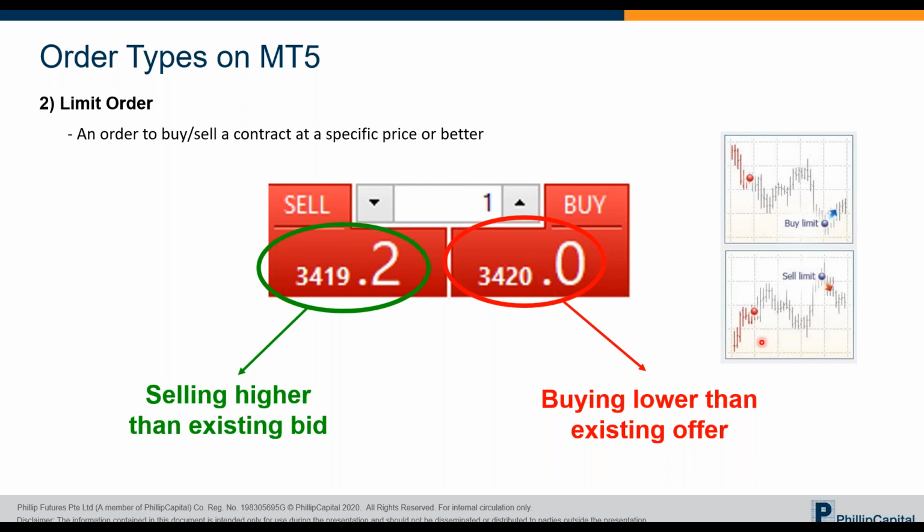Same thing for the sell limit. Let's say it's at 3419 now, and you only want to sell it when it's at 3500, then you can put a sell limit order here. And if the price happens to reach this particular price point, then your order will be executed.